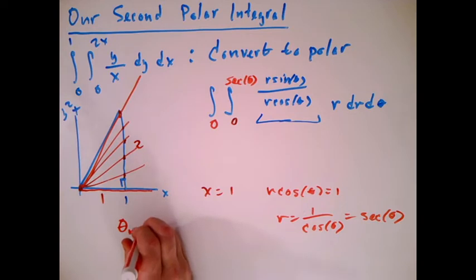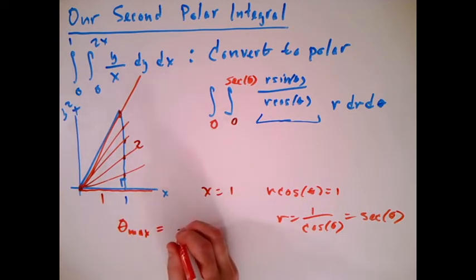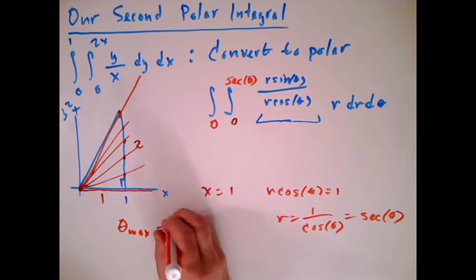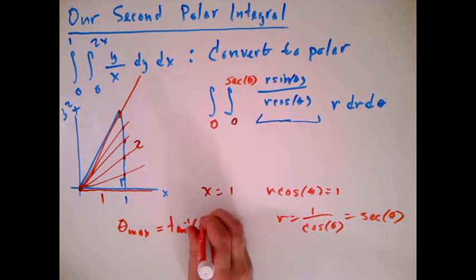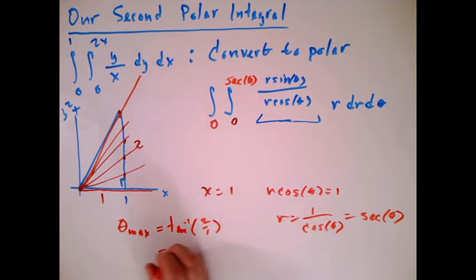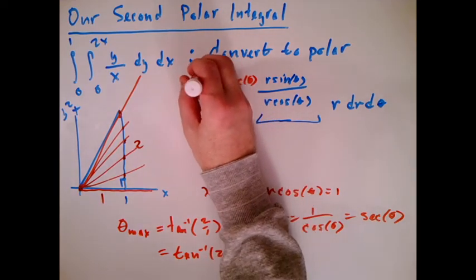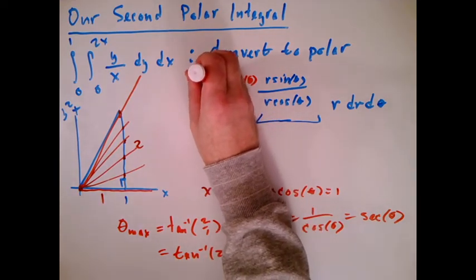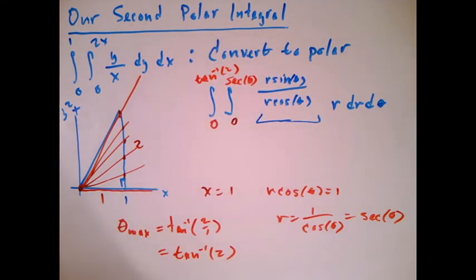Right, so the biggest possible theta, I'll call it theta max. I'm not always going to include the max, but this is just so when you see it, you can see it. It's going to be, well, what do I know? It's going to be the arctangent of 2 over 1. And that's just the arctangent of 2. And that's going to go right here. And that's how you convert a rectangular integral to polar.